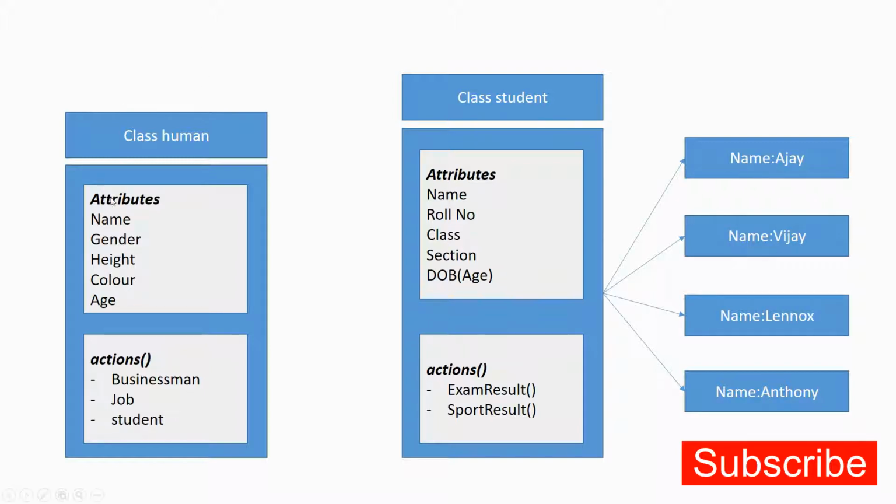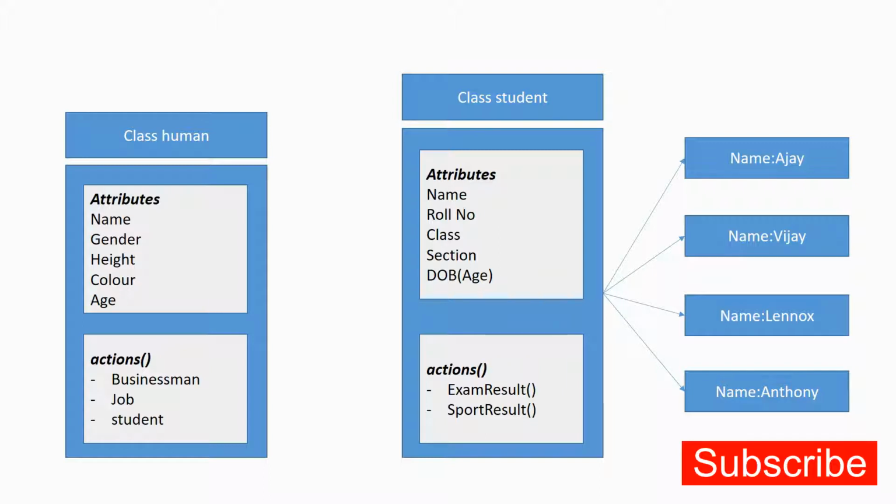So here is an example in front of you. Let us have a class. Everything in this real world can be considered as an object. For example, there is a class called human. Human as a class can have many attributes. Some of them I've just specified: a human will have a name, a gender, a height, a color, and an age, isn't it? These are some of the attributes that the class human will have.